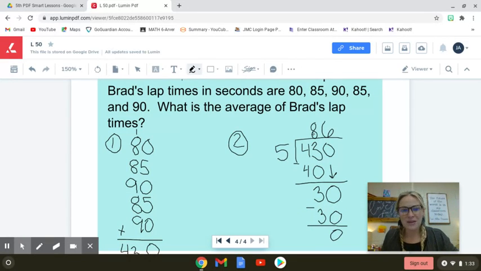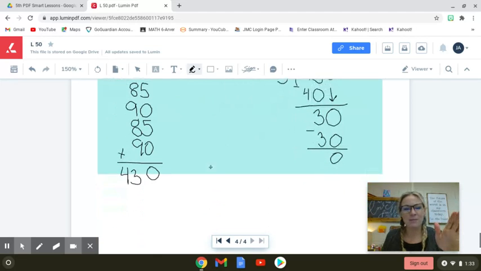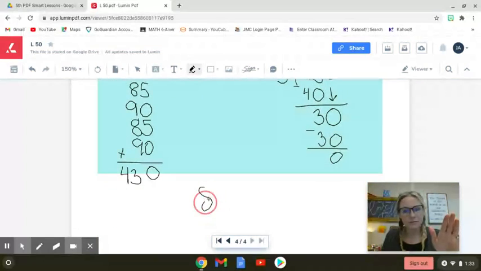Going back to what I just said about what a reasonable answer would be, 86 kind of falls right in between 80 and 90. That is a reasonable answer. Not done quite yet. We need to write our answer with a label. So, yikes. 86, and what we're talking about in this case, seconds. I'm going to abbreviate that.